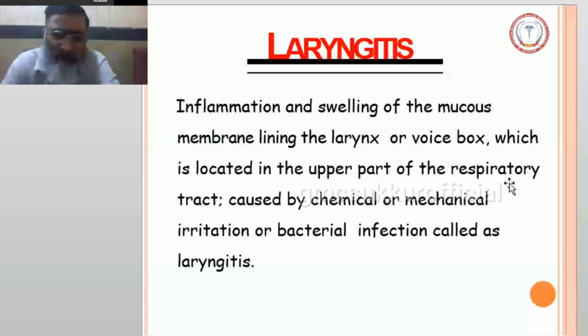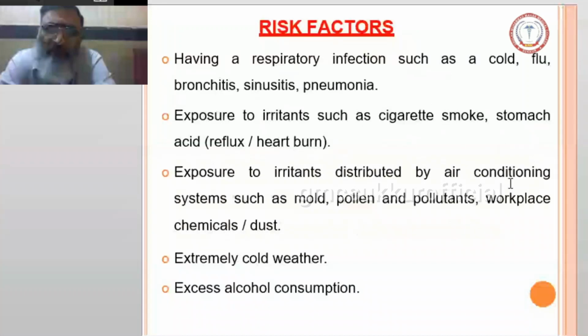Now the risk factors for laryngitis are like the cold, flu, bronchitis, sinusitis, pneumonia. Now what happens in sinusitis? There's constant post-nasal drip, inflammatory material that goes from the nasal cavity towards the nasopharynx, pharynx, and towards the larynx and causes laryngitis. In bronchitis and pneumonia, there's ascending infection from the lungs towards the trachea, then towards the larynx, leading to laryngitis. So there are ascending infections and descending infections.